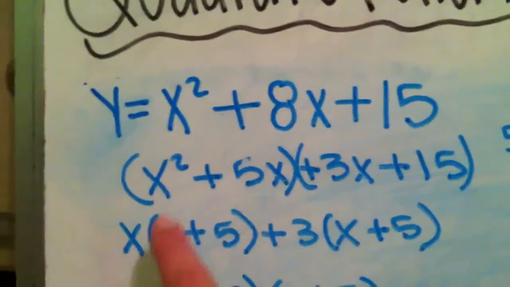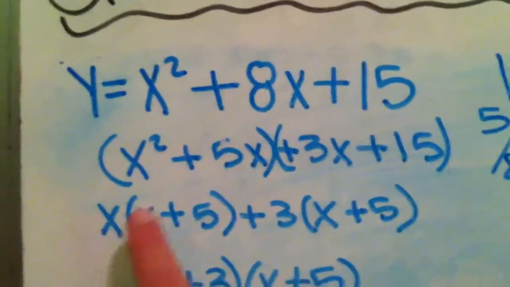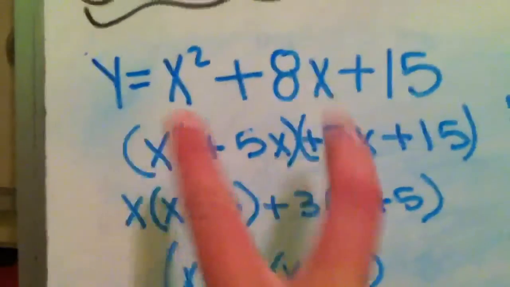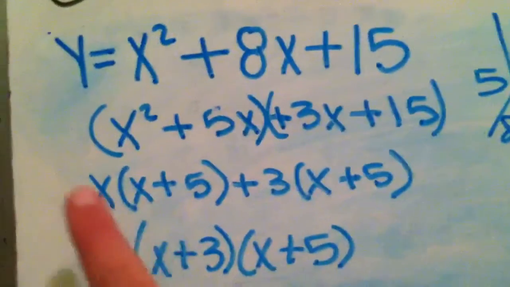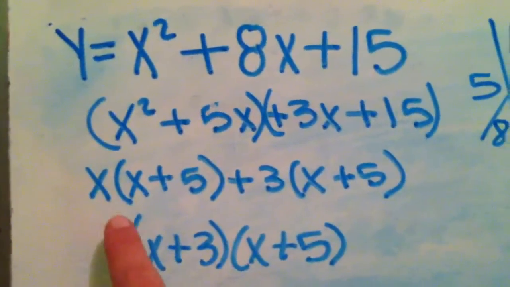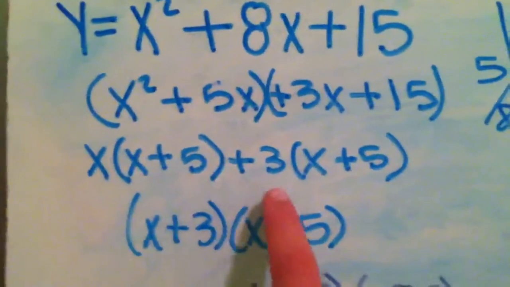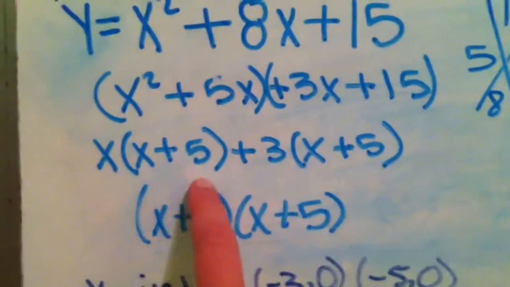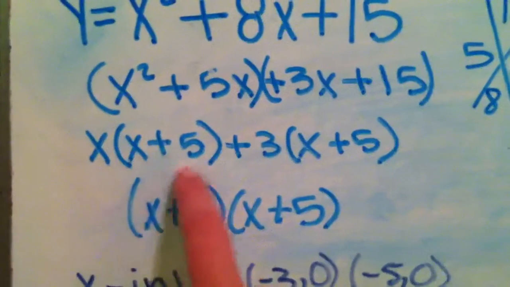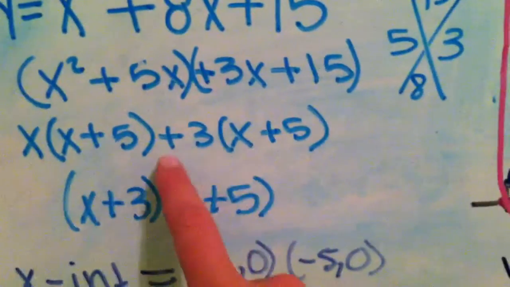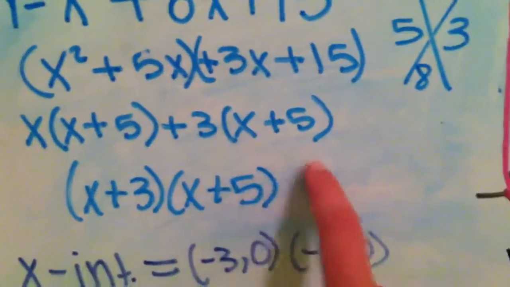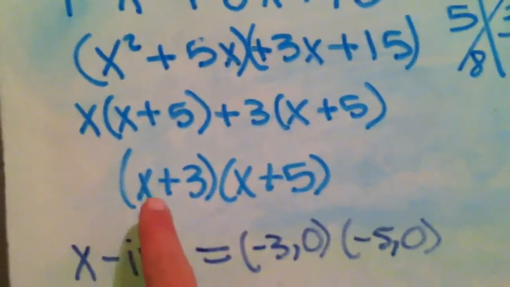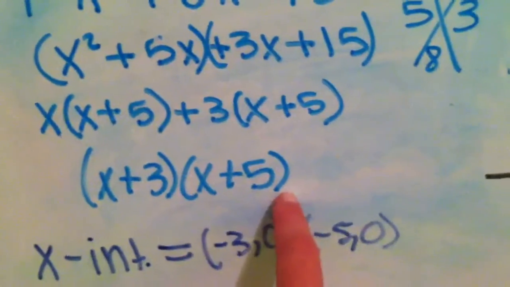Then you break up the 8x into 5x plus 3x. So you have x squared plus 5x plus 3x plus 15. Then you group the first two terms and the last two terms, and factor out the greatest common factor of each pair. You can factor out an x from the first pair, so it becomes x times (x plus 5). You can factor out a 3 from the second pair, so you have plus 3 times another (x plus 5). Since you have two x plus 5s, you can factor out x plus 5, leaving you with (x plus 3)(x plus 5).